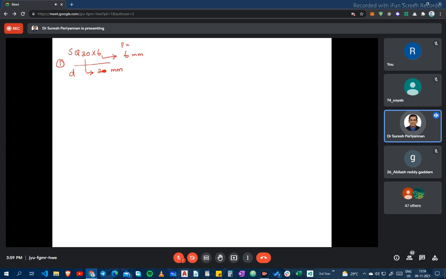Now the trapezoidal thread designation, TR. TR is nothing but 40 into 7. For example, nominal diameter 40 mm and pitch equal to 7 mm. This is the trapezoidal thread. Now the third one is the multi-start trapezoidal thread.